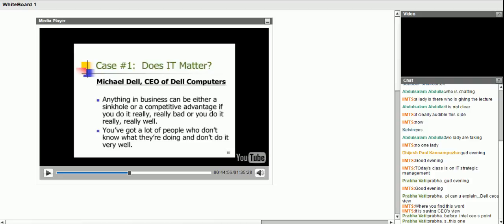Business requirements keep coming. Some new requirements are coming. So you have to keep yourself updated with that. If you are not updated, you are out of the race. So at times it seems very confusing. So this is the view of Michael Dell, the CEO of Dell Computers.